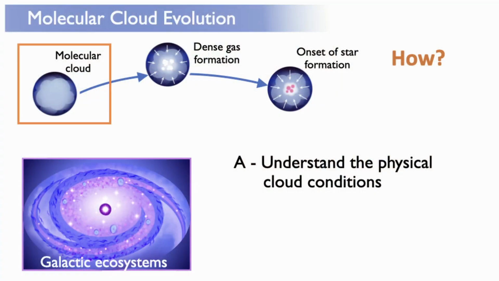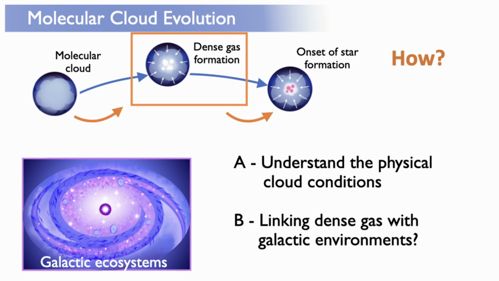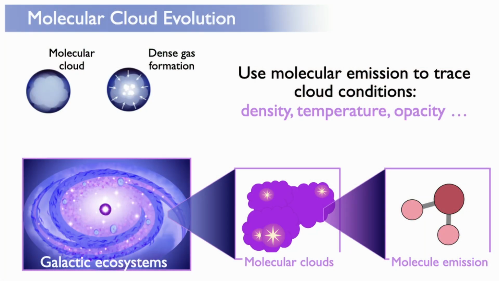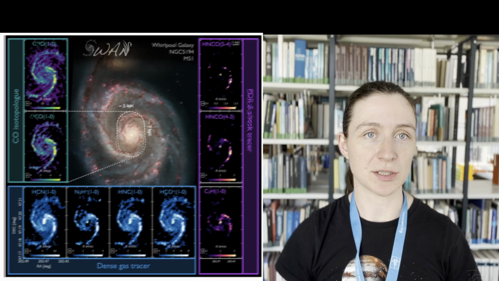So first of all, we need to understand the physical conditions of the molecular clouds. And second, as you have seen from the schematic, we've so far ignored one important point in this evolutionary scheme, which is the denser molecular gas. But how do we access both of those points? We need observations of different molecules, because different molecular species are sensitive to different conditions in the interstellar medium. And this brings me directly to our observations.